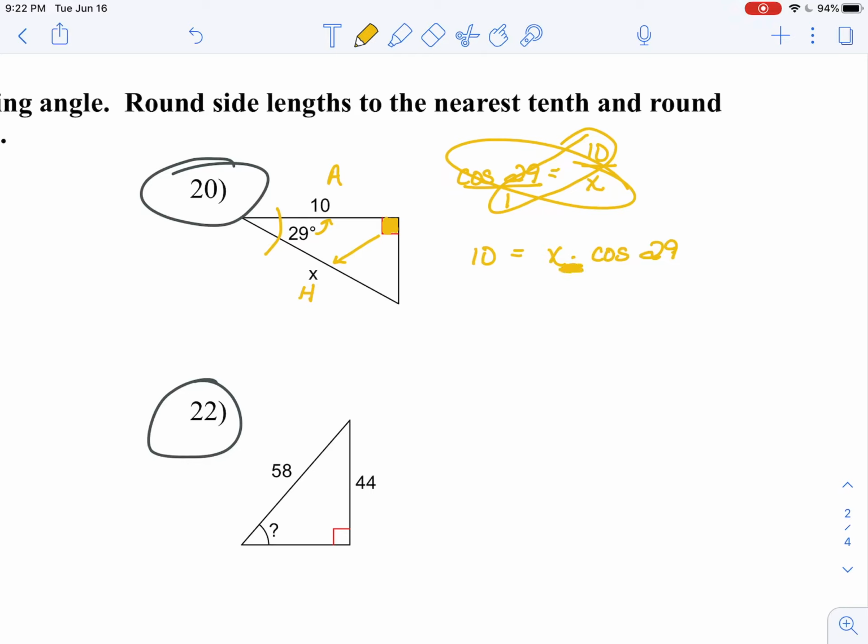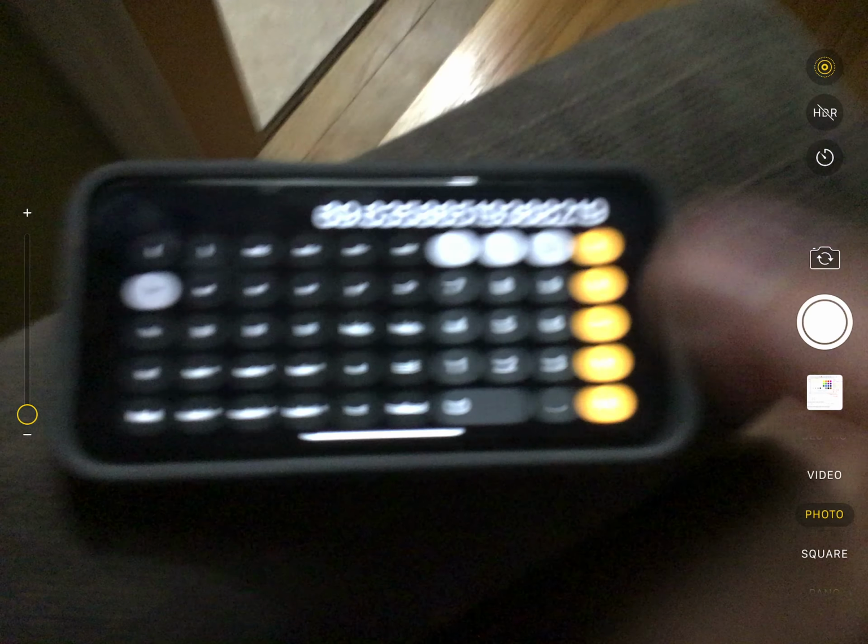I need to know x by itself. I need to do the opposite of this multiplication. And the opposite of multiplying by the cosine of 29 is to divide by the cosine of 29. So what I'm putting in my calculator is 10 divided by the cosine of 29. So some of us get to just type that in. For the rest of us, we'll walk through that one because that one is a pain.